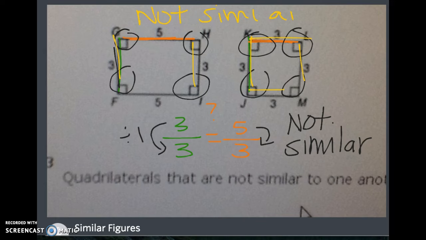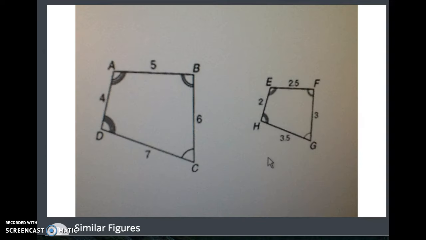Let's check out another one, just as a quick little review. We want to test, are these similar? I have two shapes, and I want to test if they're similar. First thing we should look at is, are their corresponding angles equal? We have A here that matches up with E over here, same angle measure. B and F match up, D and H, C and G. So their angles are similar. Now we need to test their sides. We need to test all four of them.